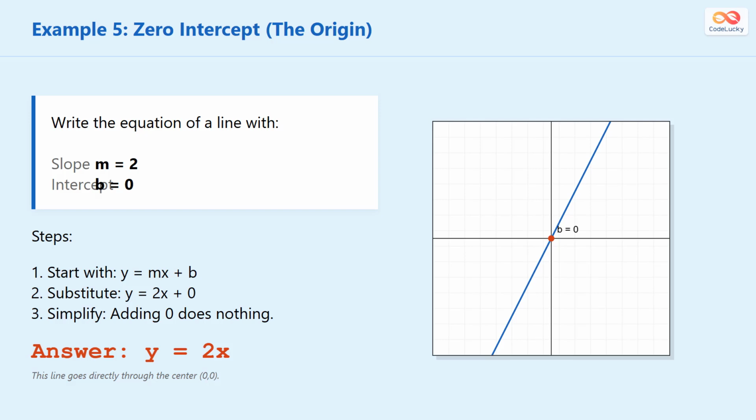Sometimes the y-intercept is 0. This means the line passes through the origin. If m = 2 and b = 0, we get y = 2x + 0. We don't need to write plus 0, so we simplify it to just y = 2x.